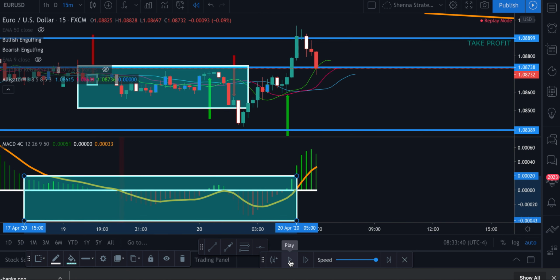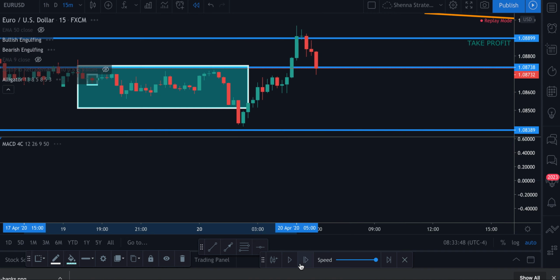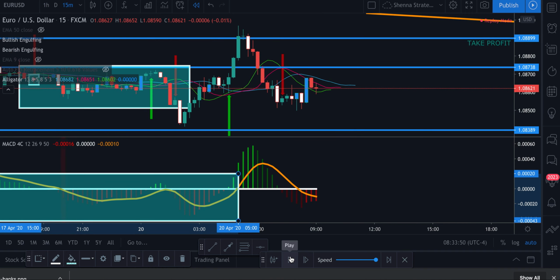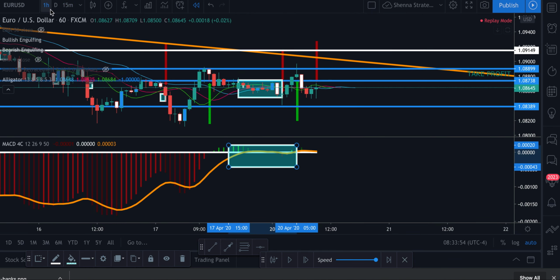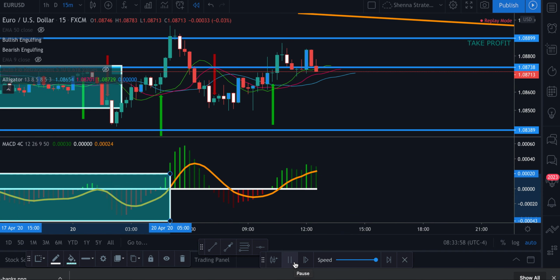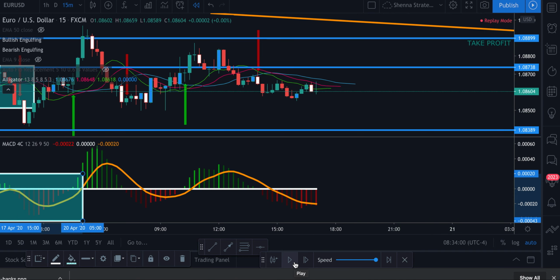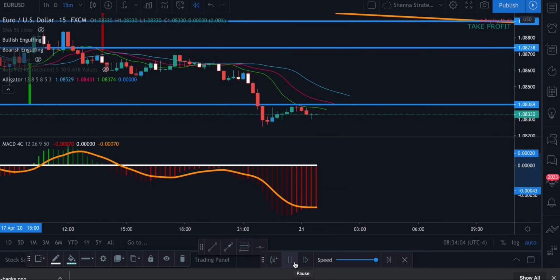So, do you need to rely on the MACD? No. But does it help? A great deal. Because look at all the indecision. Nope. Indecision, indecision, indecision, indecision.